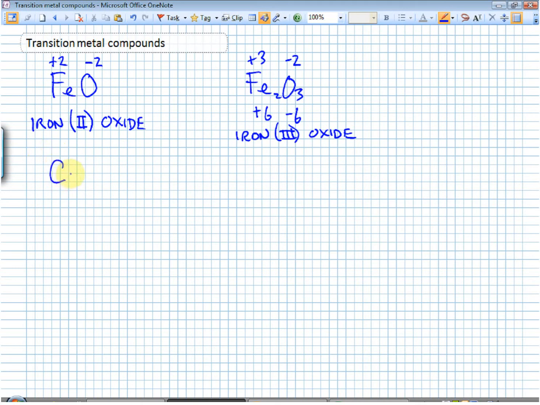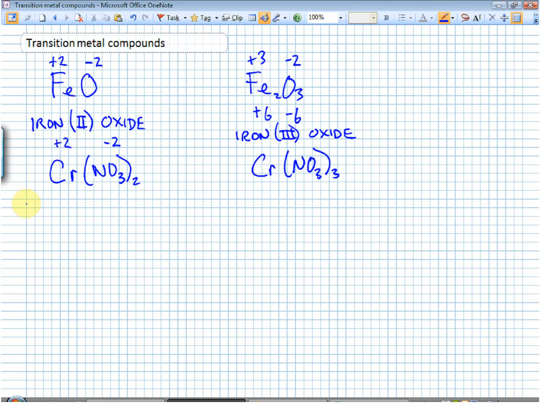Chromium Cr(NO3)2 and chromium Cr(NO3)3. Let's see if we can name those. First of all, we see chromium and we see the nitrate ion, one of our polyatomic ions, and so these both are going to have chromium and nitrate, but we have to figure out the charge on the chromium ion. Over here, the nitrate ion we know is -1. 2 -1s gives me a total anion charge of -2. Therefore, the chromium must be +2, balancing it out.